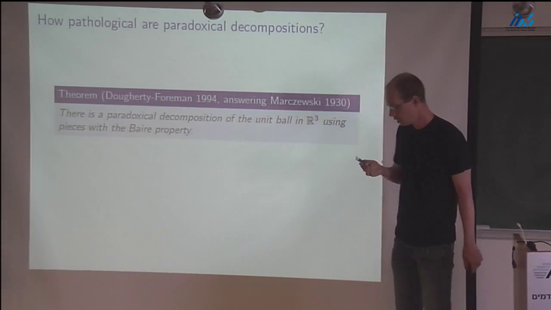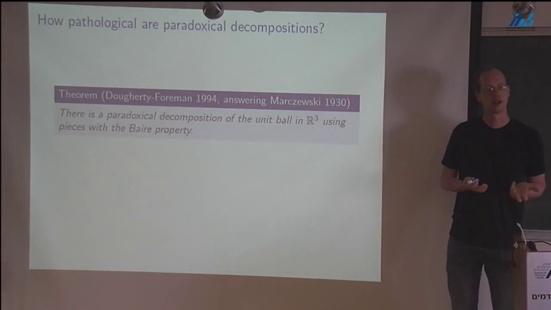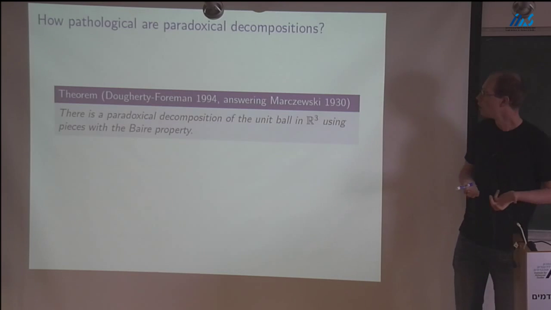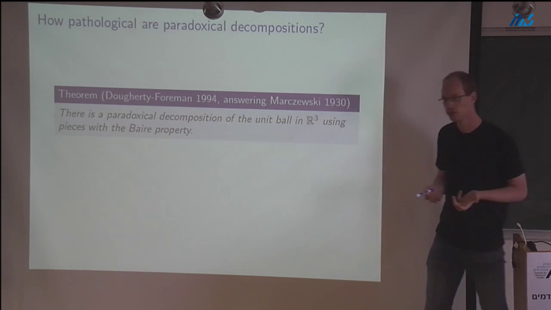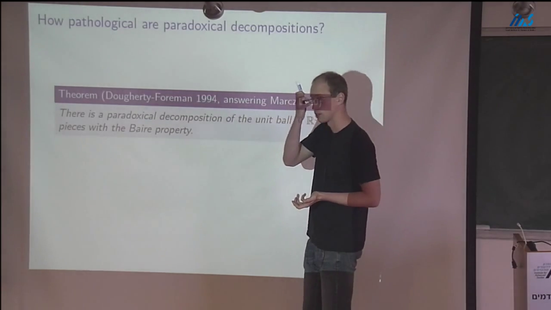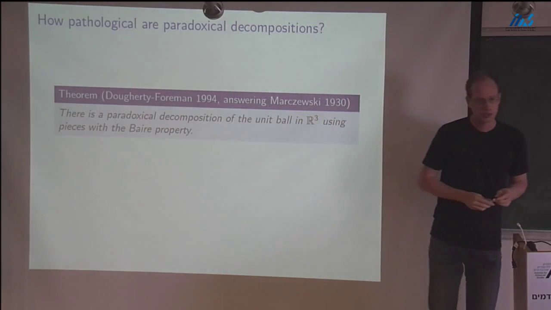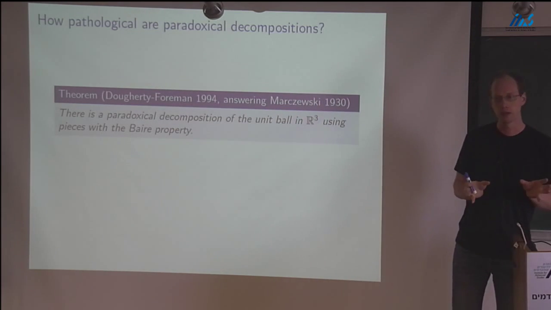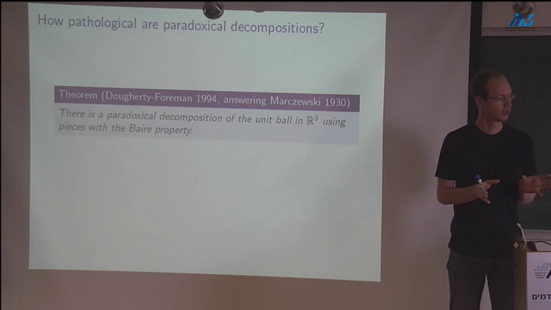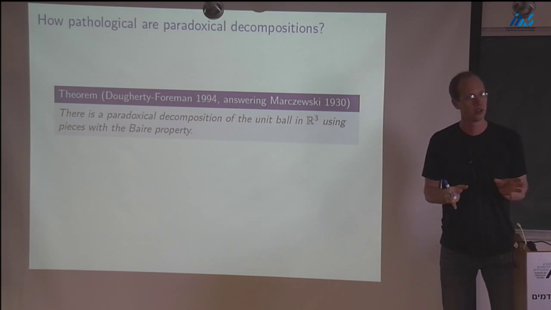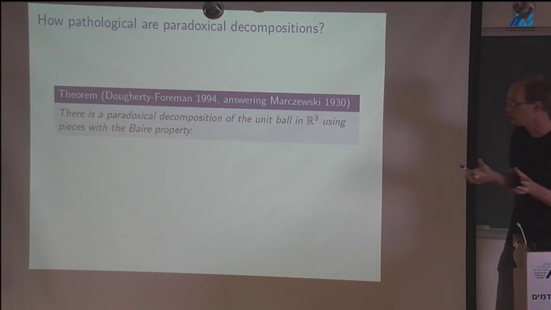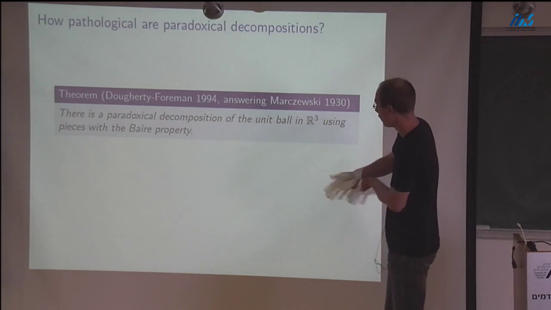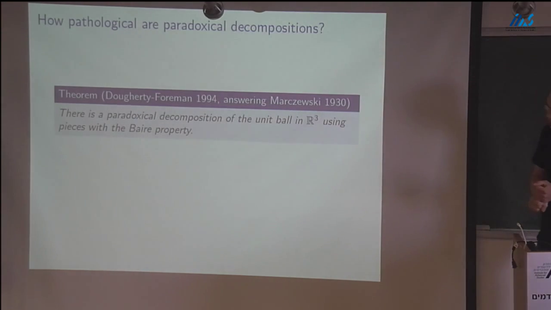Okay. So here's a descriptive set theoretic question now. How pathological are paradoxical decompositions? So take the Banach-Tarski paradox, for example. Obviously, the pieces that you use when you do the paradox can't be Lebesgue measurable, because one is not equal to two, and the rotations preserve measure. On the other hand, you could ask, as Marczewski did in 1930, could those pieces have the Baire property?